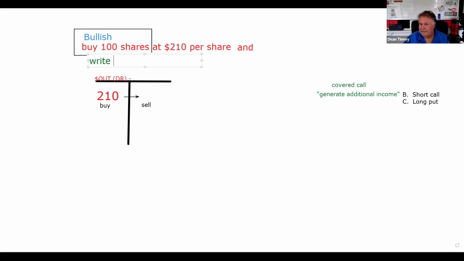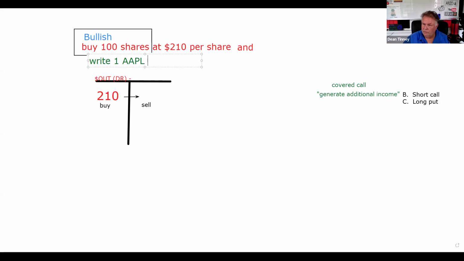You can only write as many contracts as you have stock. Now, remember, each of these contracts governs 100 shares, right? That's called the multiplier. Now we have to decide how long we are willing to sell the Apple.